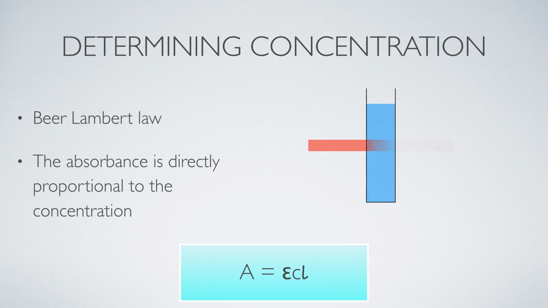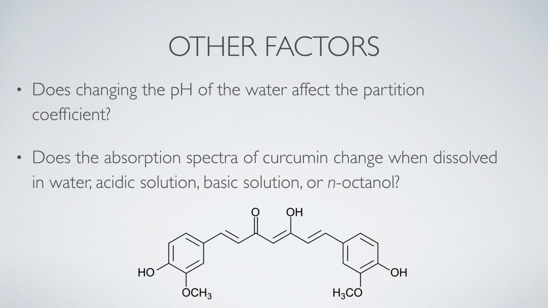Now, if I increase the concentration, I increase the amount of absorption and I decrease the amount of light that passes through. Now, if I think about this overall, what I'm doing is I'm looking at how much curcumin is in my octanol layer, and hopefully you will also be able to look at how much curcumin is in your aqueous layer. And we can therefore work out what the equilibrium constant between those two layers is. Now, this experiment is fairly open-ended in terms of I've set you a relatively simple task. We're going to work out an equilibrium constant.